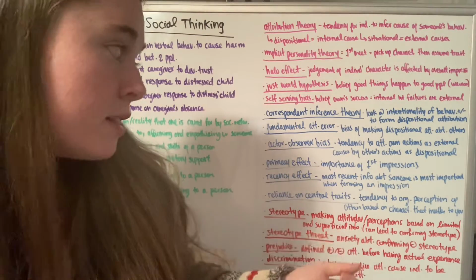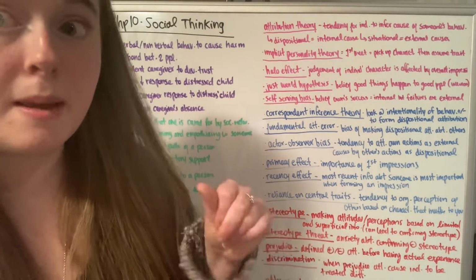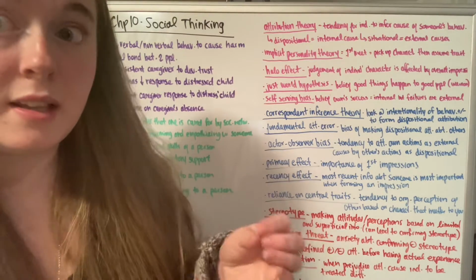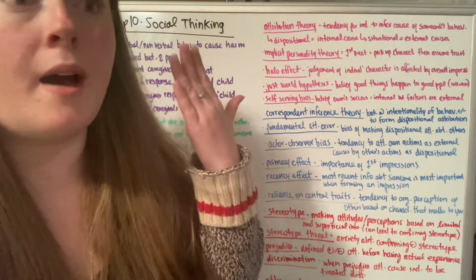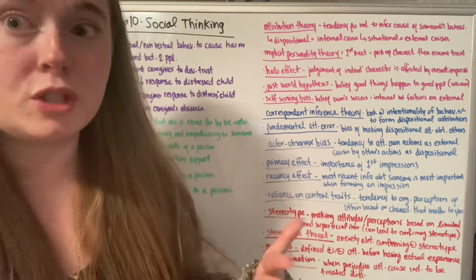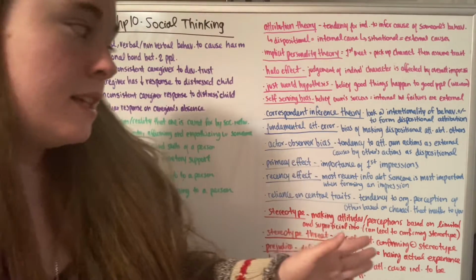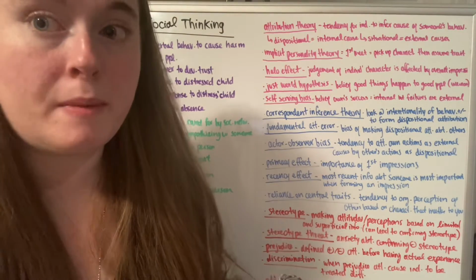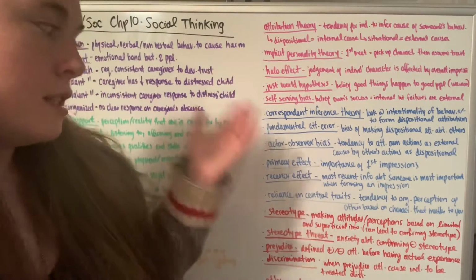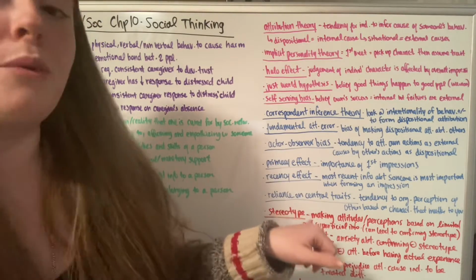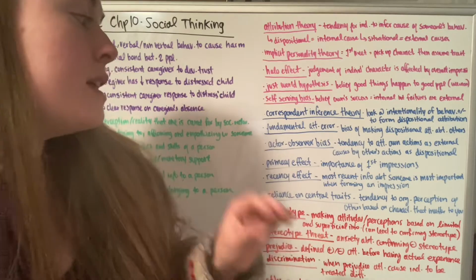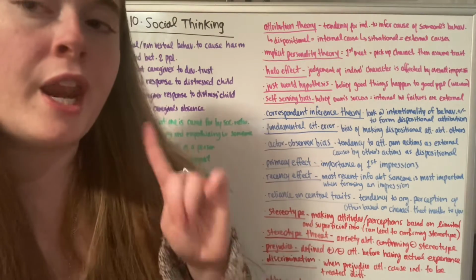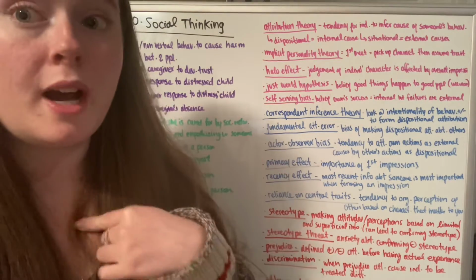We have the primacy effect, which is the belief in the importance of first impressions, and how the first impression leaves the biggest impression compared to subsequent interactions with somebody. Then we have the recency effect, which states that the most recent information about someone is the most important when forming an impression about them. Again, self-explanatory. And then this one here is the reliance on central traits. So this is the tendency to organize the perception of others based on character traits that are important to us as the perceiver.